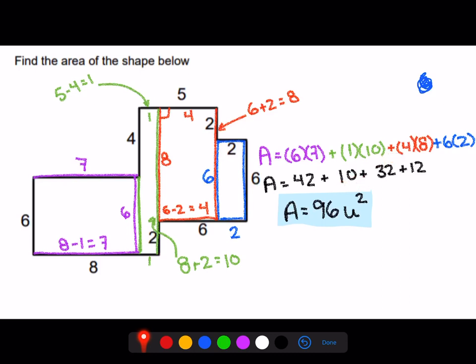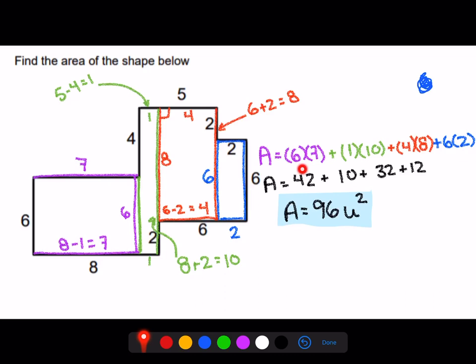Lastly, for our purple, I see that this side length is 6. So this other side length must be 6 as well. The whole thing is 8. But I remember that I took out this little 1 over here for our green rectangle. 8 minus 1 will give me 7. So both these side lengths would be 7. So 6 times 7 will give me 42. That's where this comes in.